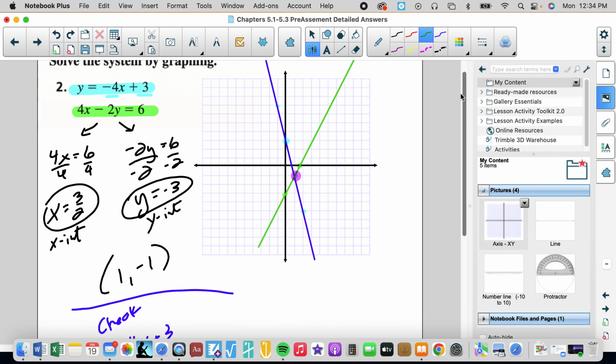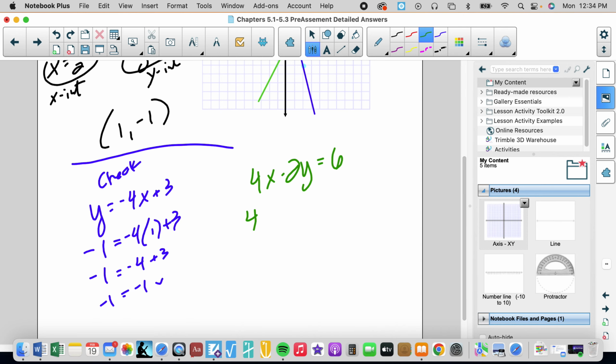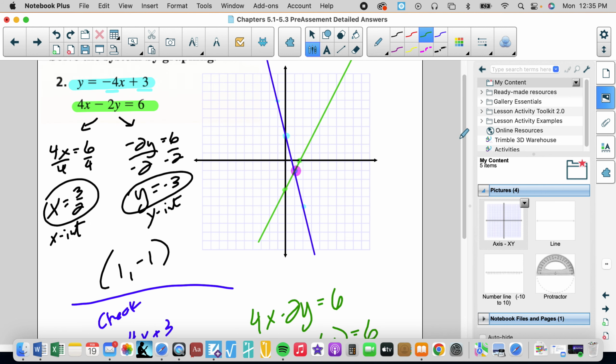We're going to do the green equation. 4x minus 2y equals 6. Plugging in 1 for x and negative 1 for y. Simplifying, and we get 6 equals 6. So we know that that is the point of intersection.